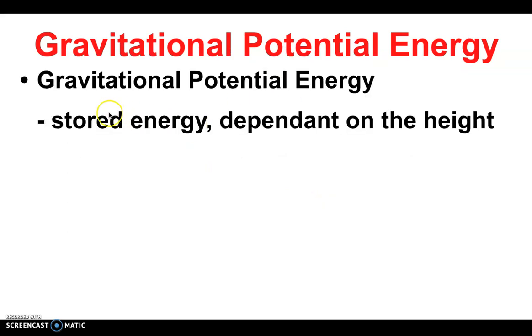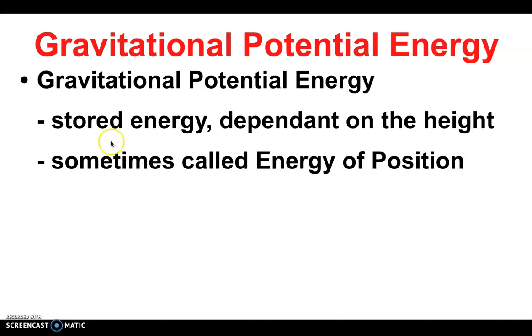So gravitational potential energy, as you know, is a stored energy. It's a potential energy. It's not doing anything yet. And it's dependent on the height of an object. So however high up the object is tells you how much gravitational potential energy it has. Sometimes scientists call it the energy of position, based on what position the object has, or its height.